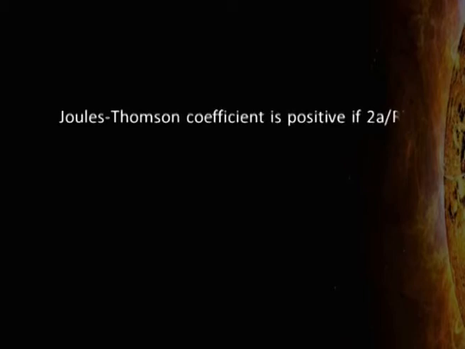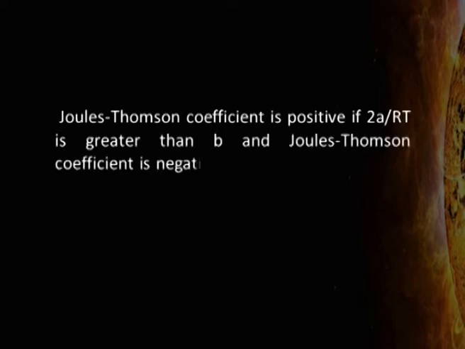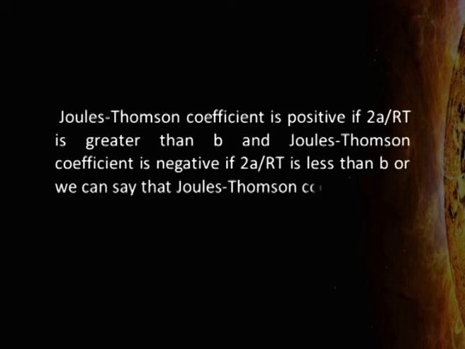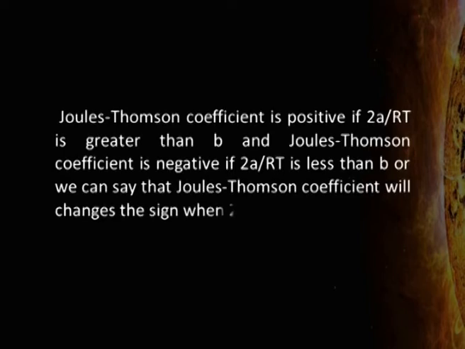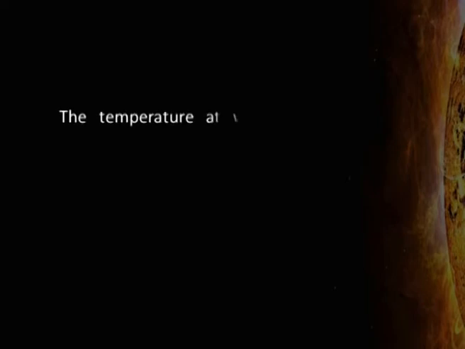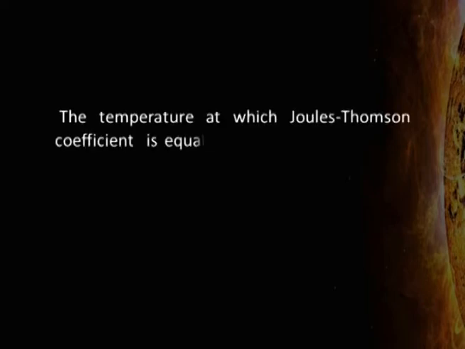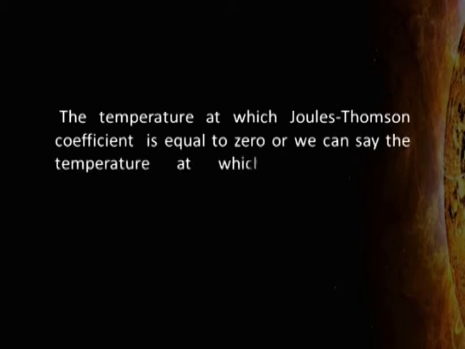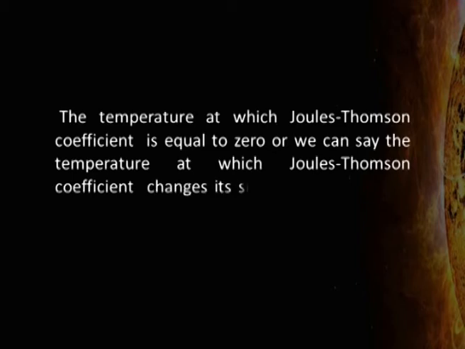As we know that dT by dP at constant enthalpy is Joule Thomson's coefficient, hence we can say that Joule Thomson's coefficient is positive if 2A upon RT is greater than B, and Joule Thomson's coefficient is negative if 2A upon RT is less than B, or we can say that Joule Thomson's coefficient will change sign when 2A upon RT is equal to B. The temperature at which Joule Thomson's coefficient is equal to 0, or the temperature at which Joule Thomson's coefficient changes its sign, is called inversion temperature.